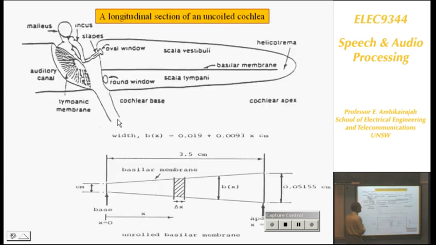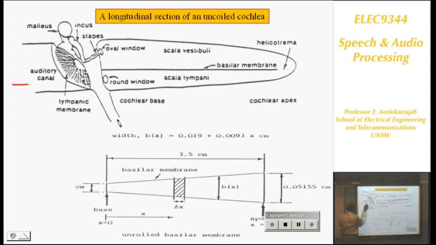So let's look at the next slide. This is actually what we need to understand. Here, I have taken the cochlea, which is a 2 3/4 coil shape. Now I uncoil it. When I uncoil it, this is what your system looks like.